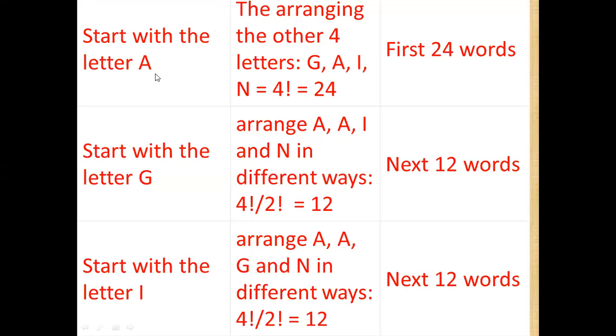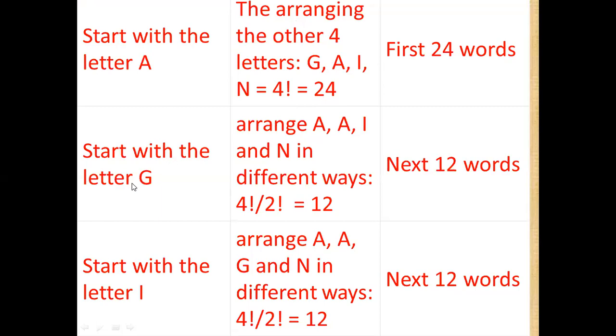We are starting with the letter A. The word is AGAIN. So the remaining characters are G, A, I, N. These four characters can be arranged among themselves in factorial 4 ways. That is 24. So we have the first 24 words.